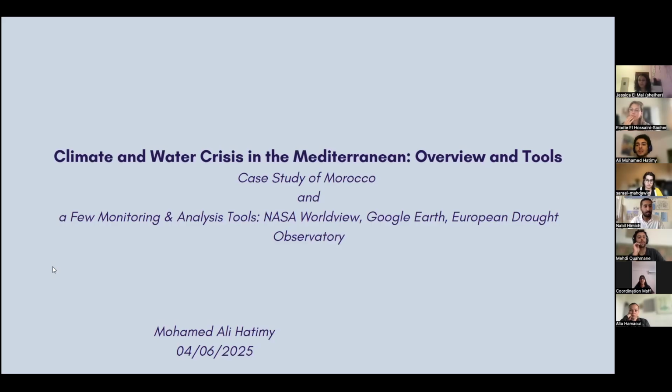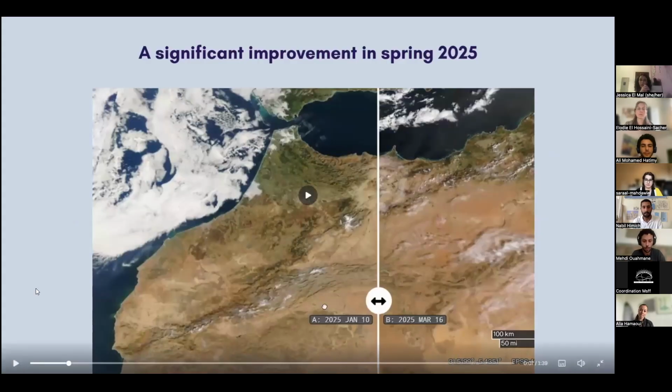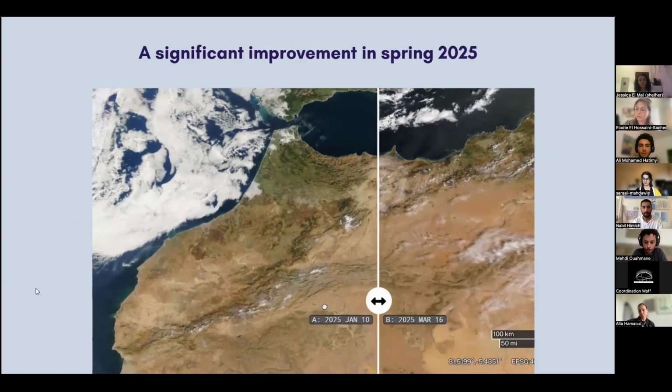But in this case study, I will try to explain very briefly this water and climate crisis in Morocco, and I know that some of you are from other countries, but you can very easily make parallels between the Moroccan case and the Lebanon case or any other country. Morocco has been experiencing this drought for 6 years now, 6 years in a row with precipitations that were 20 to 60% below the historical average.